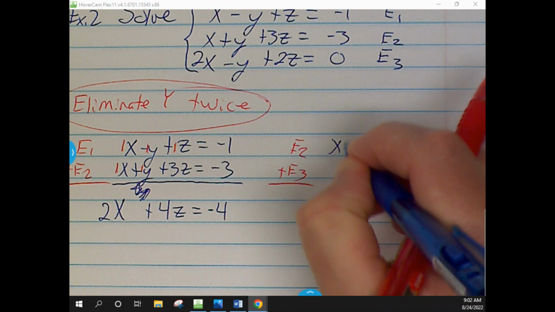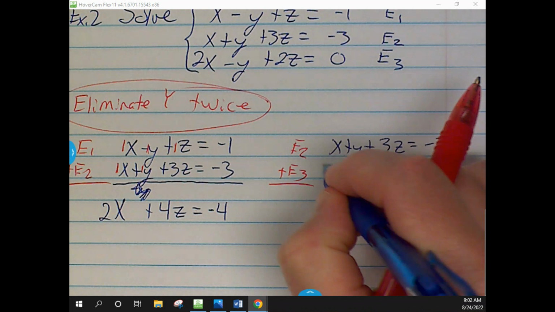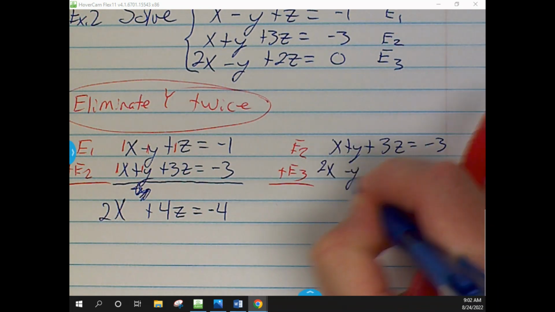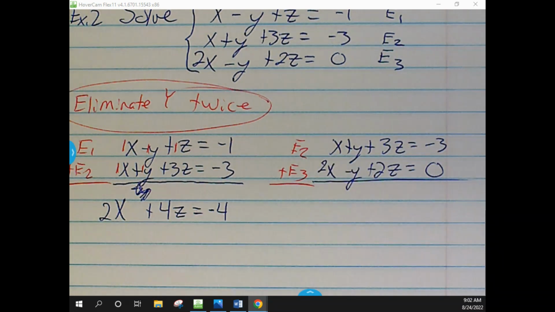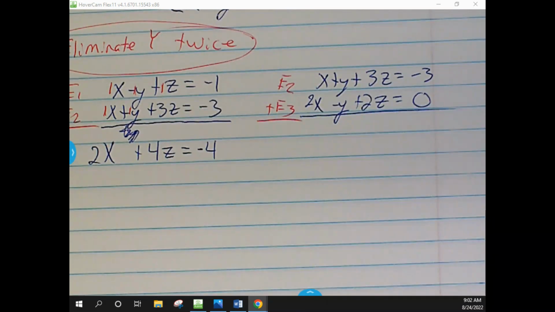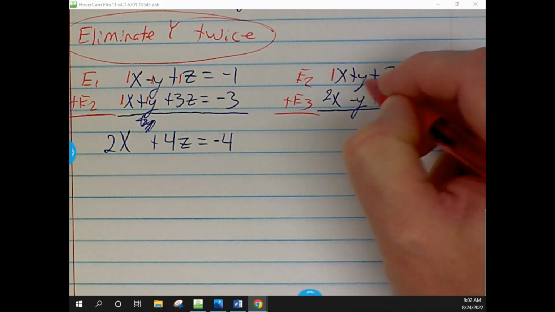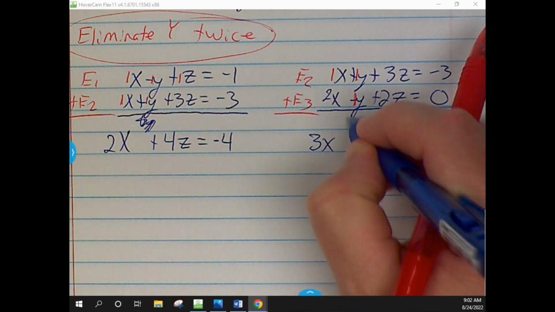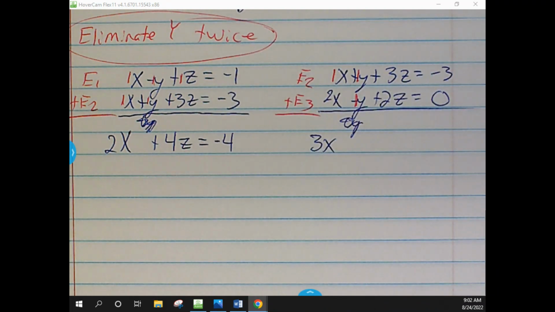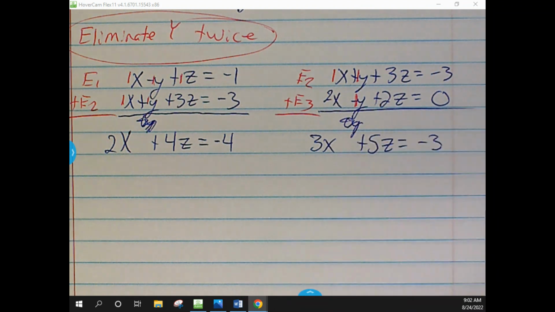All right, so that's x plus y plus 3z equals -3. And then 2x minus y plus 2z equals 0. Okay, again, sometimes it's little things. We'll go back, put a 1 here, 1 here, 1 here, and we're good there. Okay, so now we've got 1x plus 2x for 3x. Y cancels out, which is what we wanted. We've got 3 plus 2 for 5z, and then -3.